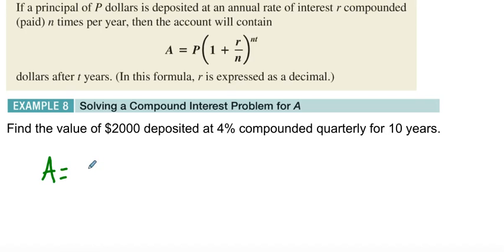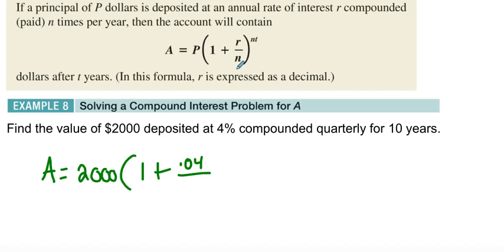So we're going to have our amount. It's going to be our principal amount that we deposit, P, which is $2,000, plus 1 times our R. Since it's 4%, it's going to be 0.04. We want to write that as a decimal.